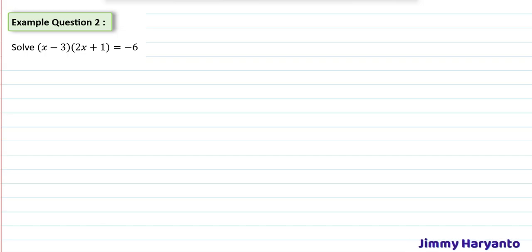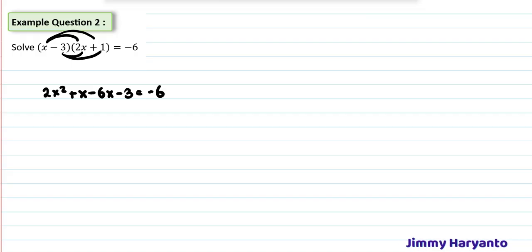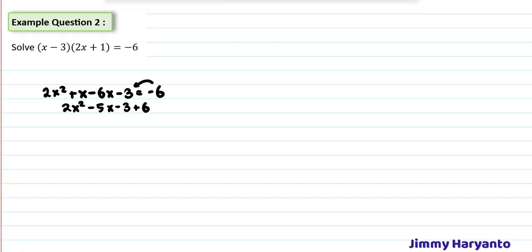And then for the second example question, we already see that this one is not 0. That means we will have to make this into 0 first. But first we also have to expand this one. Yeah, so let's expand it first. So you'll have 2x squared and then plus x and then negative 6x and then negative 3 equals negative 6. Okay, this is the expansion. And then you'll have 2x squared minus 5x minus 3, and then you move the negative 6 to the other side. So you'll have plus 6 equals 0. And then you simplify this into this one.